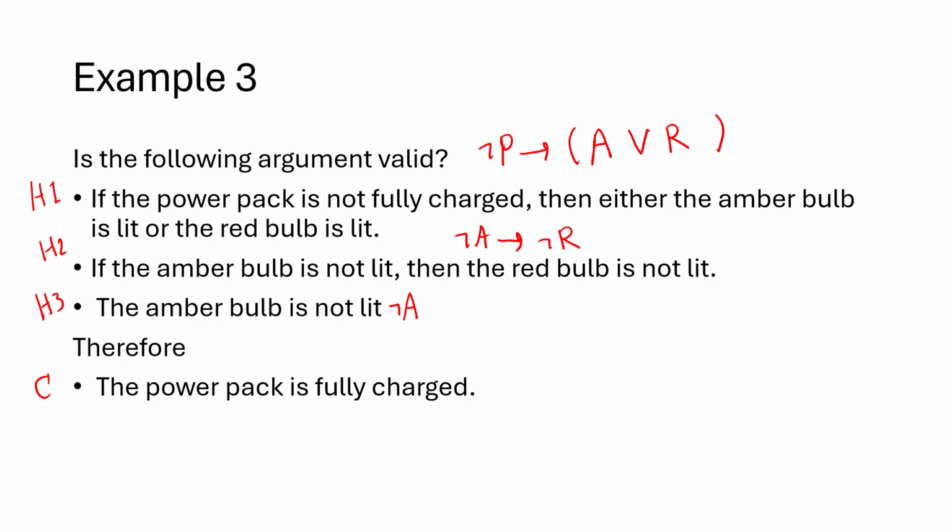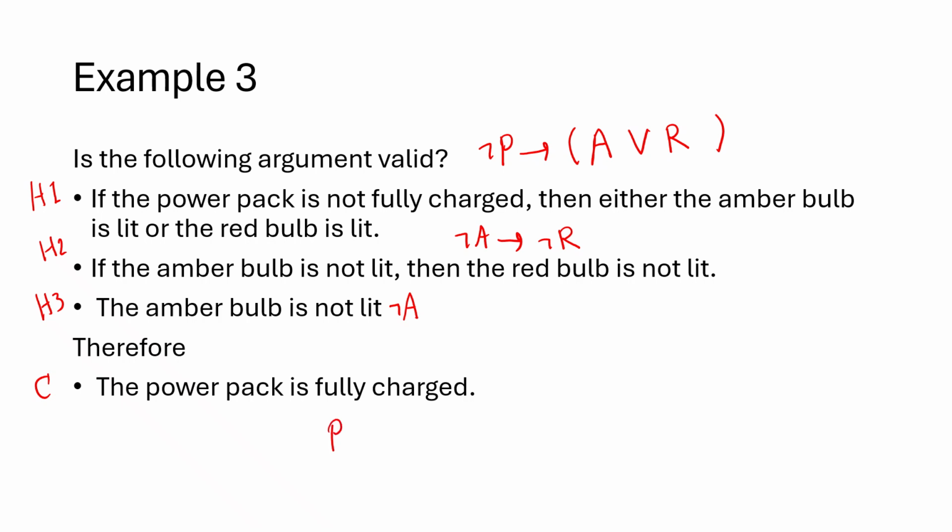Okay, so here one more time, A is the proposition that says the amber bulb is lit. So its negation will be not A, the third hypothesis. R is the red bulb is lit. So the second hypothesis is if the amber bulb is not lit, not A, then not R. And finally, the first hypothesis says if the power pack is not fully charged, so let P be the proposition that says the power pack is fully charged, so its negation will be not P, then A or R. And then finally, our conclusion is simply P.